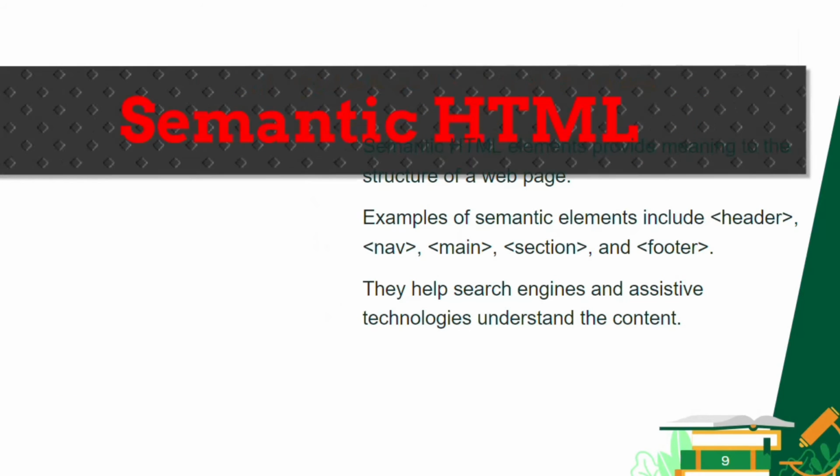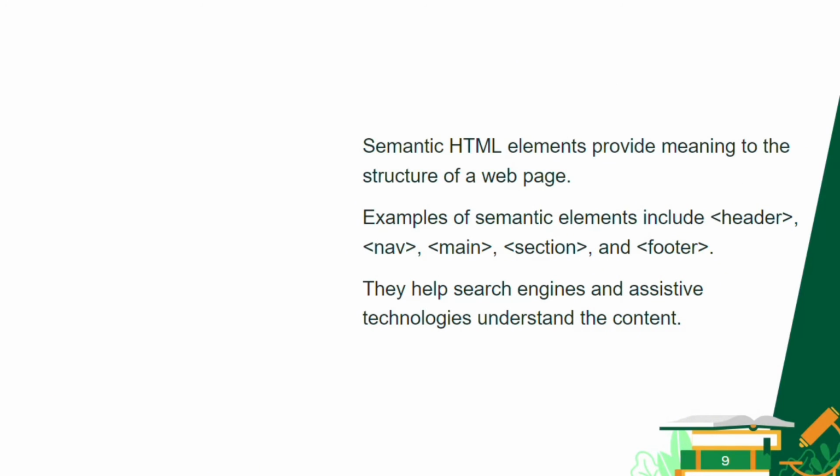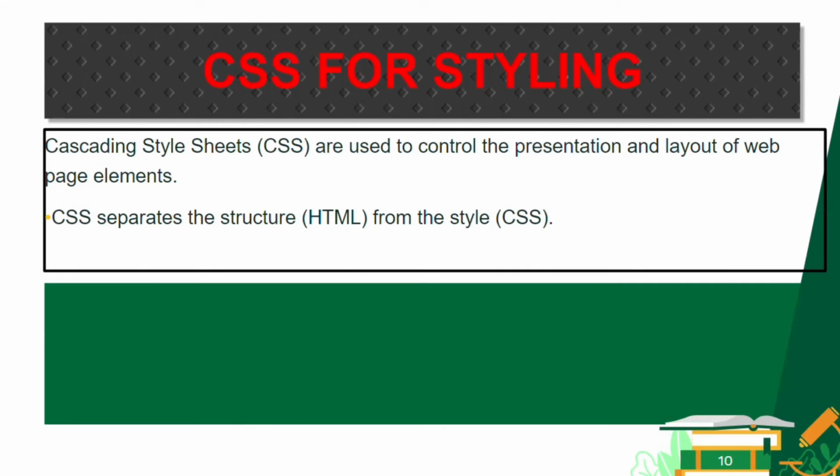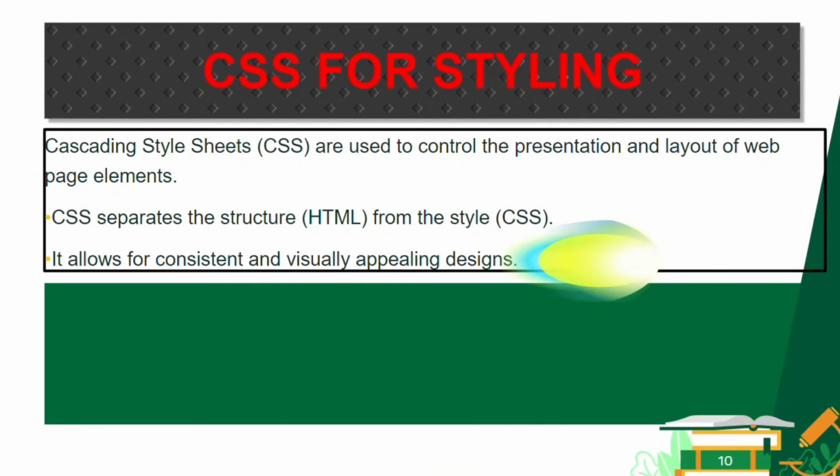So let's dive into the designing part of HTML. That's called CSS. CSS for styling. It's basically used for styling. CSS full form is cascading style sheets. It's used to control the presentation and layout of web page elements. CSS separates the structure, HTML, from the style sheet.